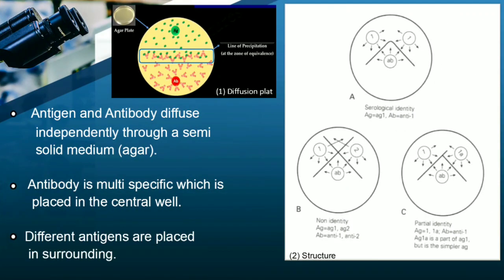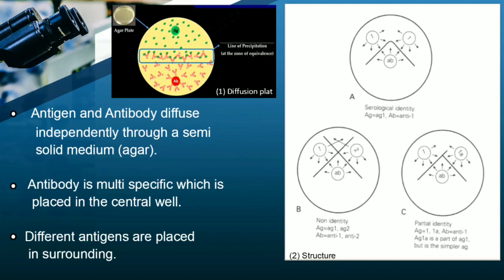In the slide, the antigen and antibody diffuse independently through a semi-solid medium, as clearly seen in the diffusion plate image. Antibody is multispecific and is placed in the central well, as shown in pictures A, B and C. The antibody is always placed centrally. Different antigens are placed in the surrounding wells. So in structure 2, case A, the two antigens are identical and the antibodies are specific for antigen 1.